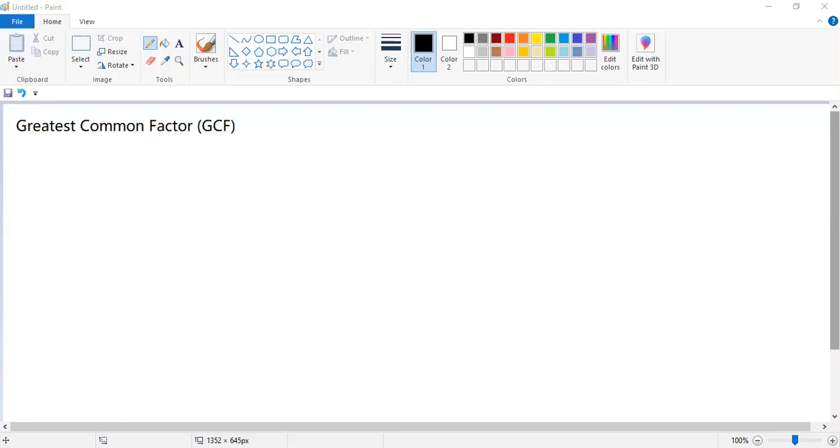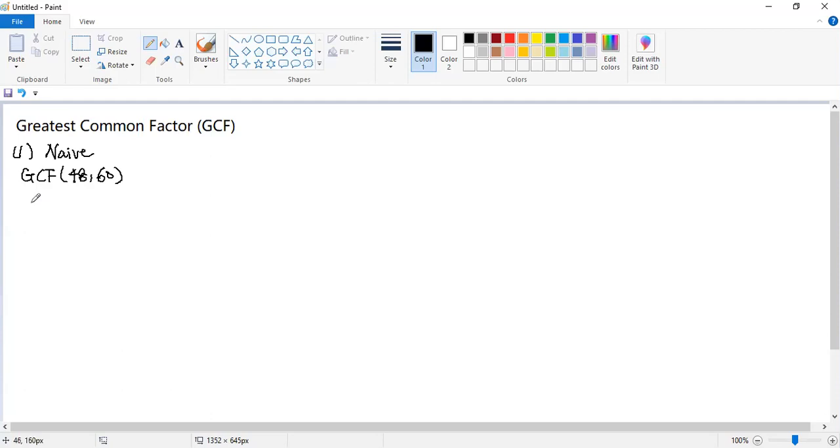Today we are going to learn how to find the greatest common factor of two or more integers. We will learn three methods. The first method is a naive method. Let's find the greatest common factor of 48 and 60.